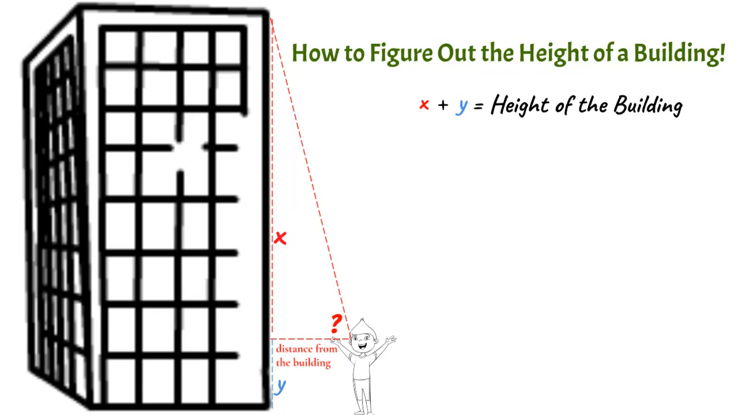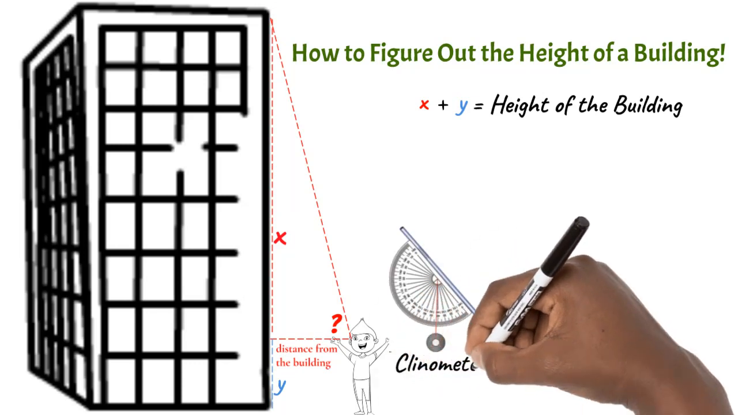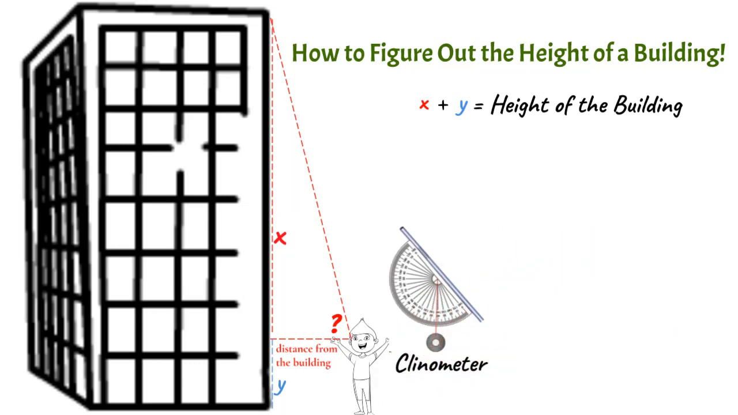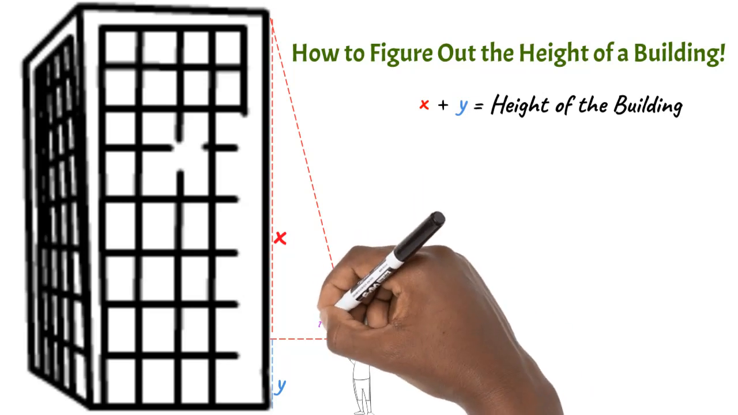Daniel does some research and learns about a clinometer, a tool that will help him to find the angle that his line of sight makes with the horizontal when he looks up to the top of the building. He learns that he can either make a clinometer or just download the app on his phone. Daniel gets his clinometer and finds that the angle that he needs is 73 degrees.